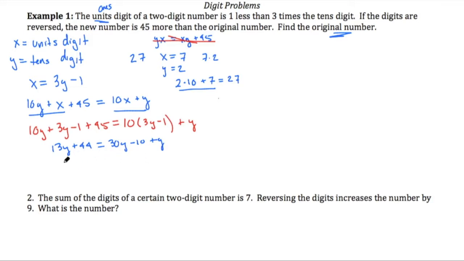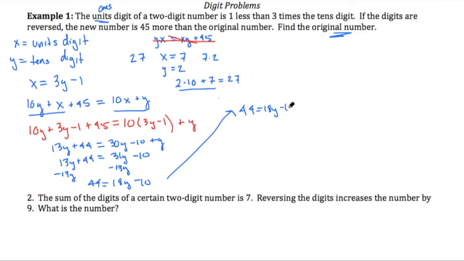So I'll clean up the right-hand side, copy the left-hand side. So I have 31y minus 10. Great, I'm getting closer now. I can subtract 13y from both sides. 44 is equal to 18y minus 10. Let's just drag that up here. So 44 equals 18y minus 10.